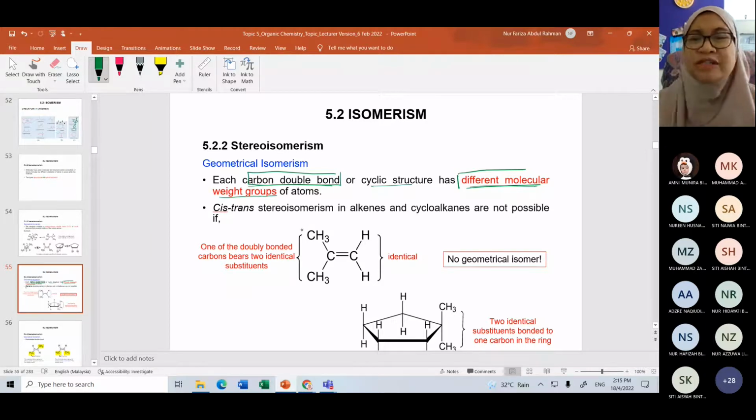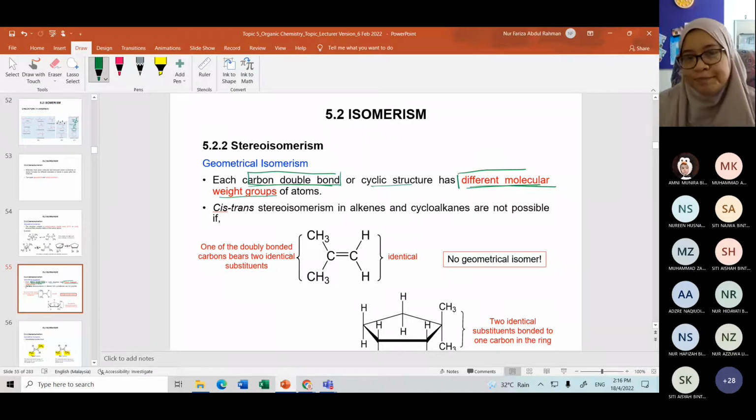Okay, let's just stick to different molecular weight group. Sometimes I would use different group of atom. So different group of atom, most of the time will have different molecular weight, but not necessarily. Okay, but you can say different group of atom, or you may also mention in terms of different molecular weight group.